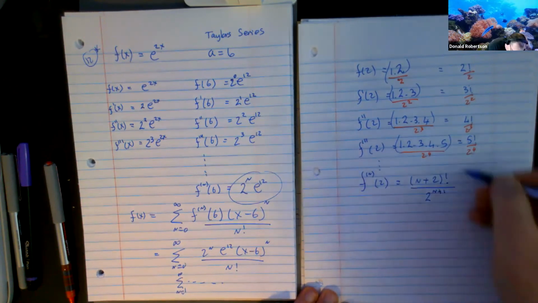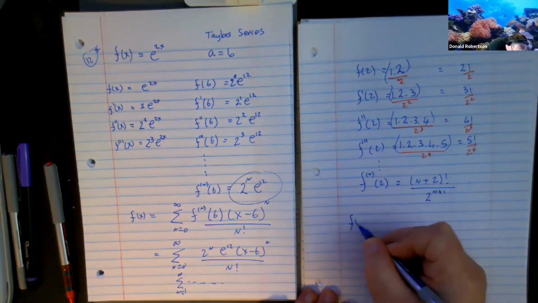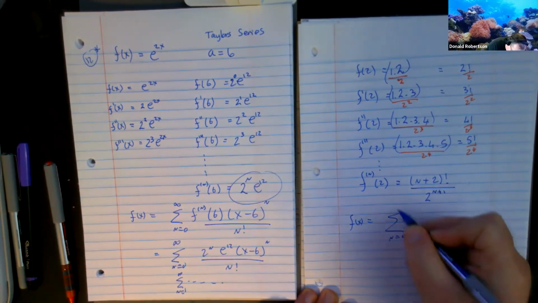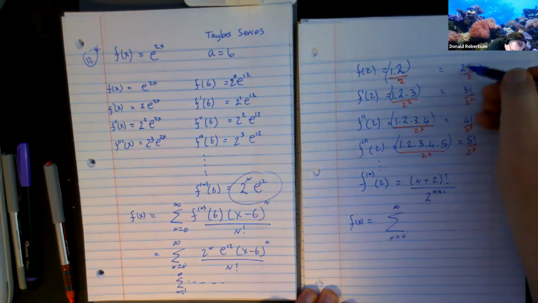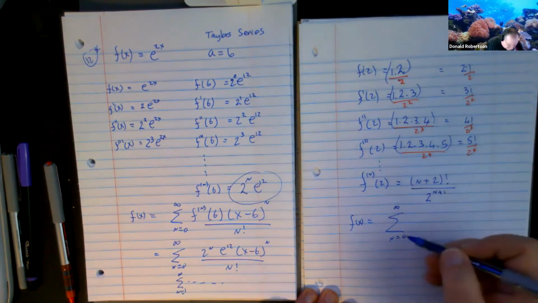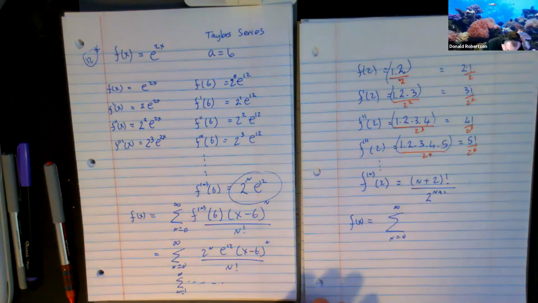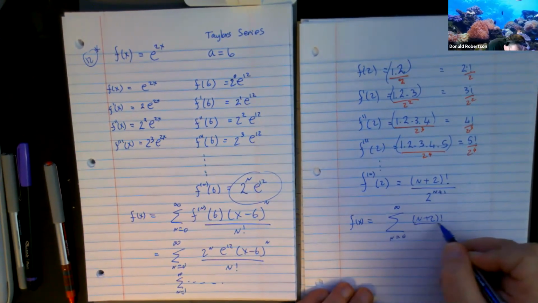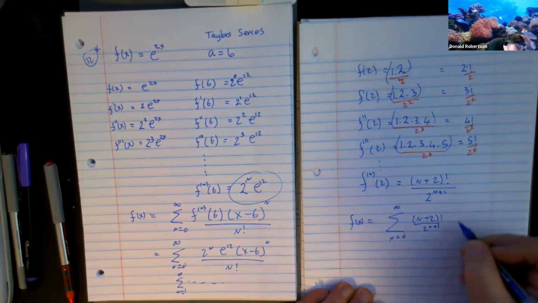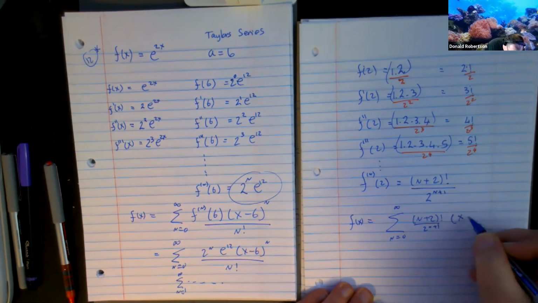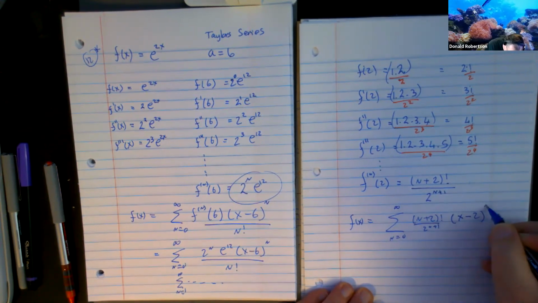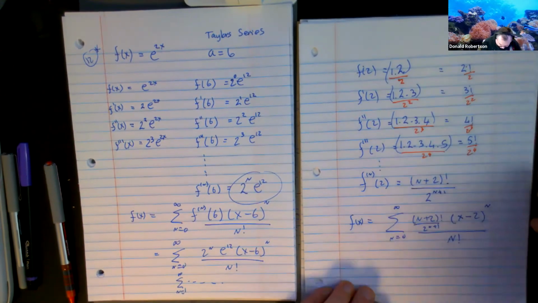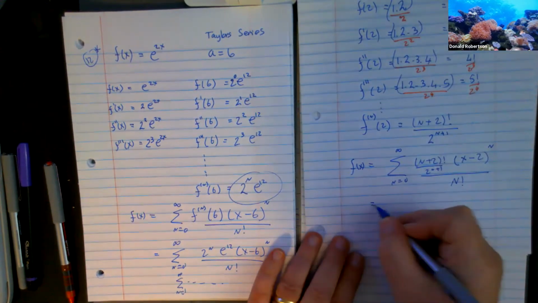If you have figured this out, then you should be able to put the package together. Since my original function is fitting the pattern, I don't need to kick it out, right? I can start at 0. This will give me (n plus 2) factorial over 2 to the n plus 1, times (x minus 2) to the power of n, all over n factorial. And then we need to make it look pretty.